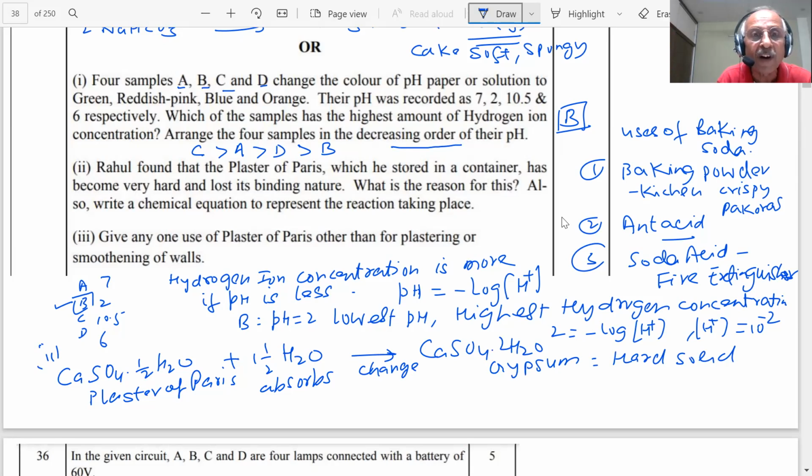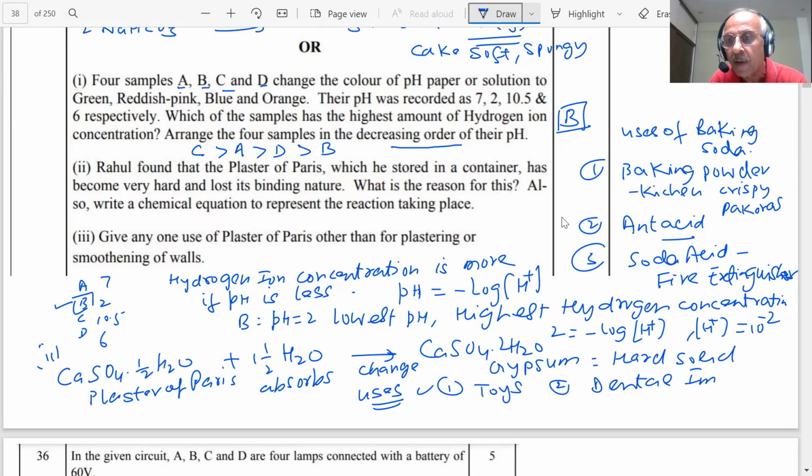Give any one use of plaster of Paris. Student, if you want to see the uses of plaster of Paris, it is used for making toys. Students, plaster of Paris is used for making toys, and also it is used by the dentist for making dental impressions. It is also used as decorative material, for giving smooth surfaces.